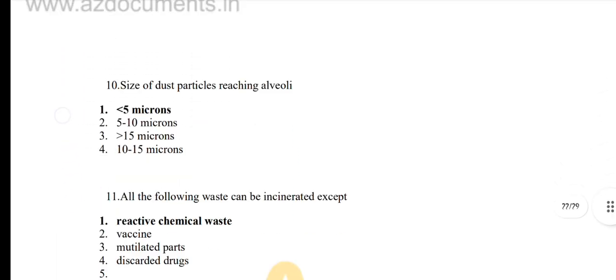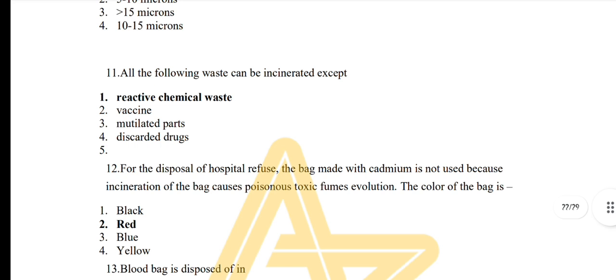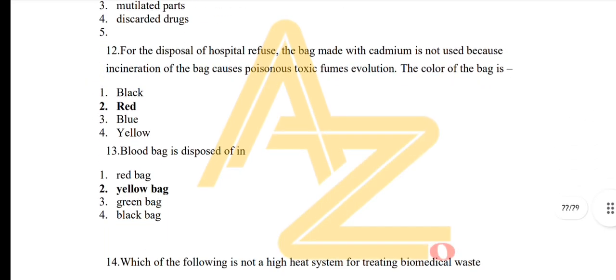10th question, size of the dust particle increasing, reaching alveoli. So, greater than 5 microns. 11th question. All of the following waste can be incinerated except reactive chemical wastes. 12th question. For disposal of hospital refuse, the bag made with cadmium is not used because incineration of the bag causes poisonous toxic fumes evolution. The color of the bag is red.